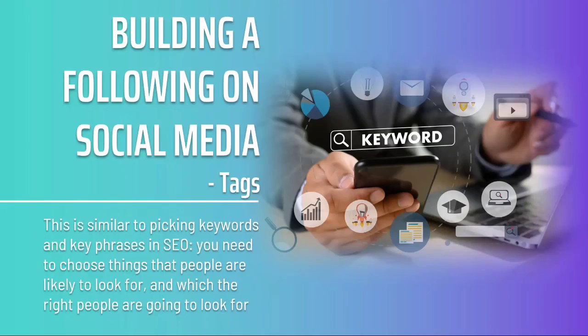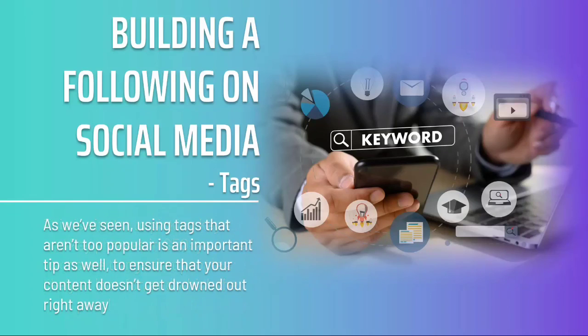You need to choose things that people are likely to look for, and which the right people are going to look for. This requires you to think about what's always popular, what's currently in vogue, and also what people are likely to search for within your niche. As we've seen, using tags that aren't too popular is an important tip as well, to ensure that your content doesn't get drowned out right away.